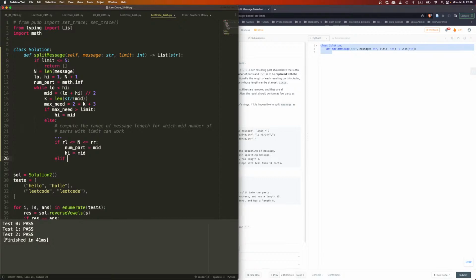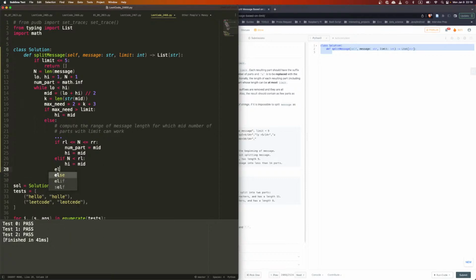So we try to get a little bit smaller. If n is smaller than range left, right? So we need to make it even smaller. So high equals mid. Else, n is larger, then we need to make it larger. Then low shall equal mid plus 1, right? So we keep doing this, and then it failed. It doesn't matter because I store the value here.